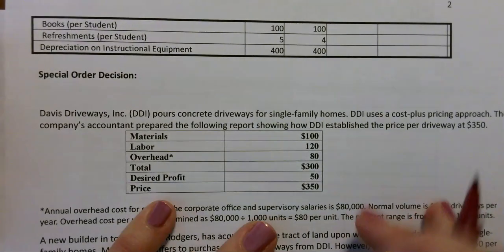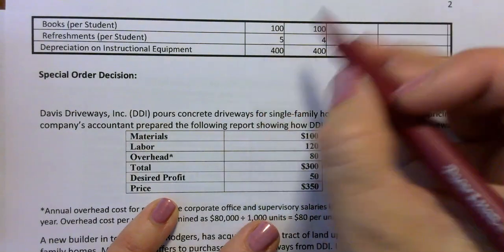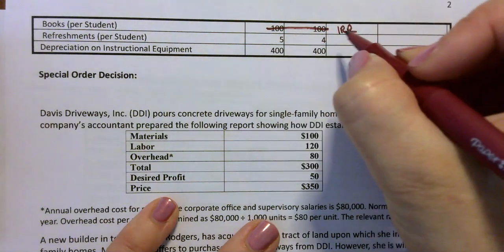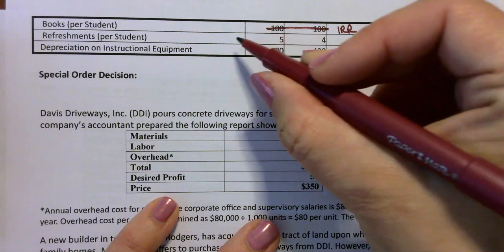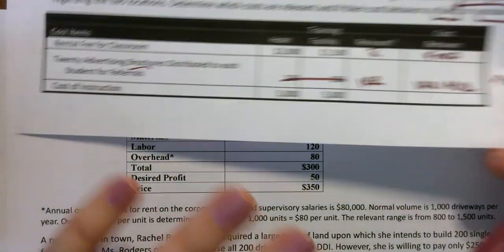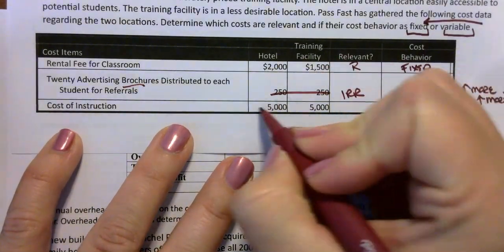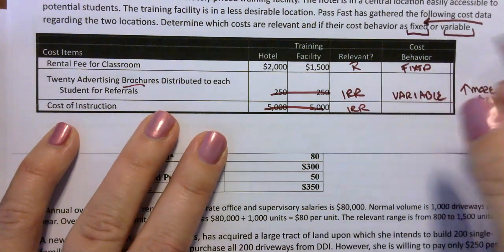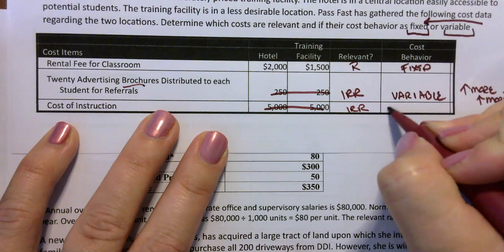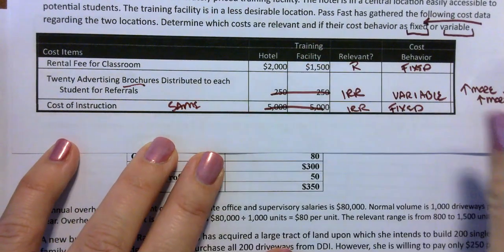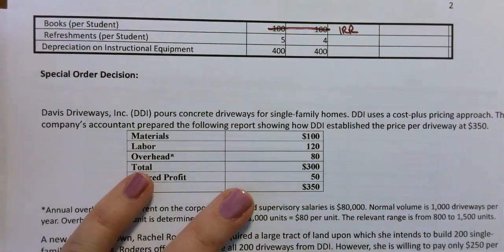What about the books per student? Doesn't matter where you have it, you're still spending $100. So is that irrelevant or relevant? It's definitely irrelevant. Doesn't matter. Oh, I missed one. Let's go back to the prior page. The cost of instruction also does not matter. They are the same between our options, and it does not matter how many students we have. It will stay the same. So this is really a fixed situation. Same, same, same. It is the same. All right, back to our books.